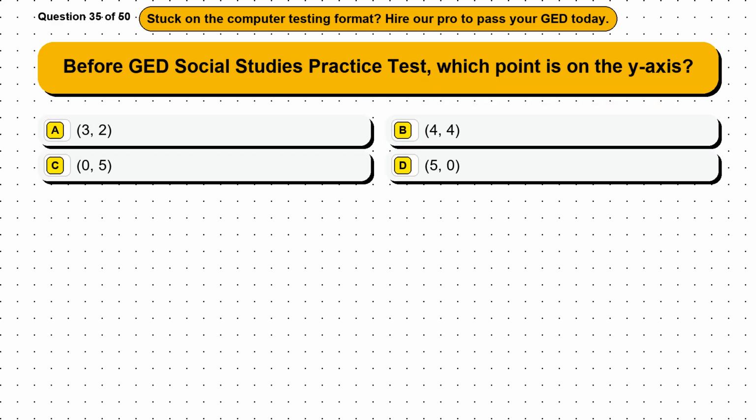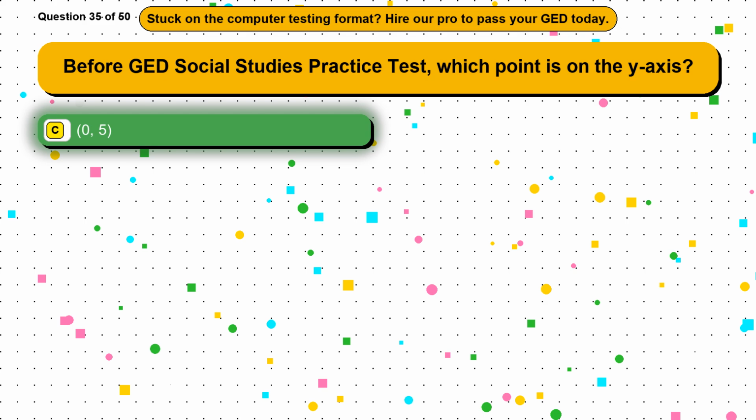Question 35. Before GED Social Studies practice test, which point is on the y-axis? Option A, 3, 2. Option B, 4, 4. Option C, 0, 5. Option D, 5, 0. The correct answer is option C, 0, 5.